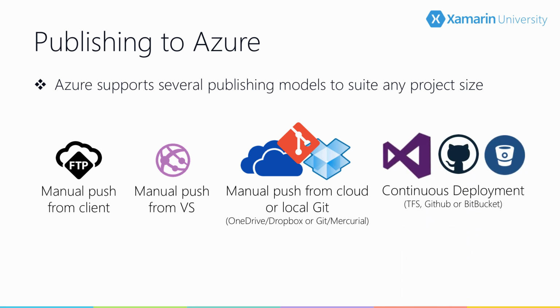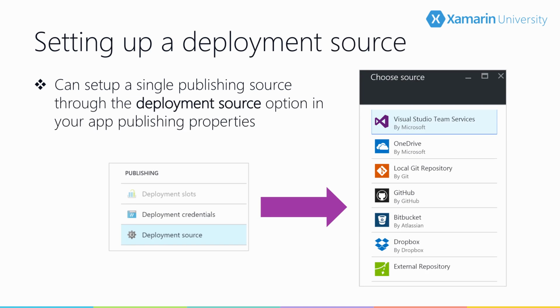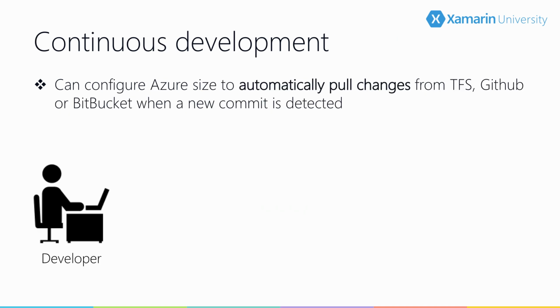And then finally, we have continuous deployment. This is where we configure Azure to watch a supported source control system and automatically pull changes. This currently supports TFS, Visual Studio Online, GitHub, and Bitbucket. We've seen how to set up FTP and web deploy already. For all the other options, you're going to use the Azure portal and establish a deployment source. Each source has a different configuration screen. If you use TFS, Visual Studio Online, GitHub, or Bitbucket, you can have Azure set up continuous deployment.